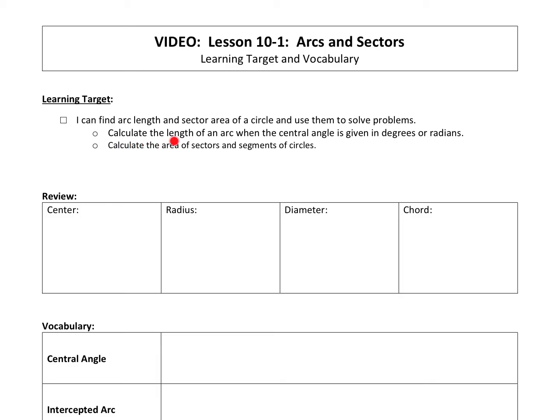We will be able to calculate the length of an arc when the central angle is given in degrees or radians, that's new for us. And we also will calculate the area of sectors and segments of circles. All right, so clearly we have some vocab to put in. So let's jump right in.